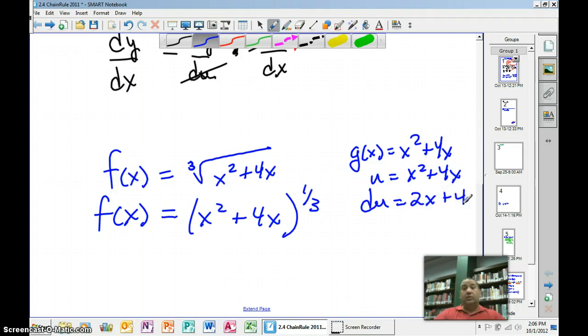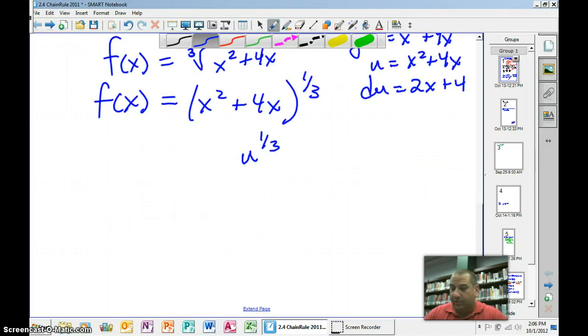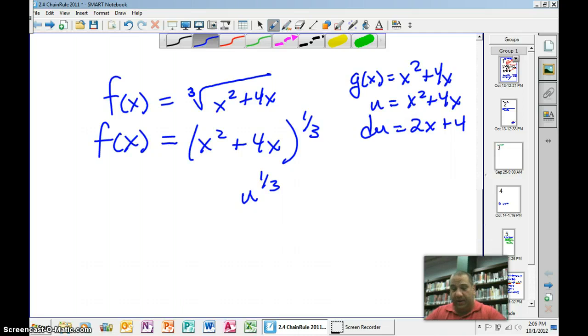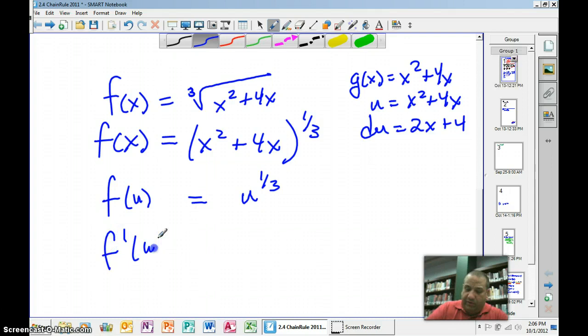Easy enough. So now I'm going to have u to the 1/3 power. Anybody could do u to the 1/3 power. And f prime of u is going to be 1/3 u, and then you subtract 1 from the power, and you get, what's 1/3 minus 1? Like negative 2/3? All right, I'll go with it.